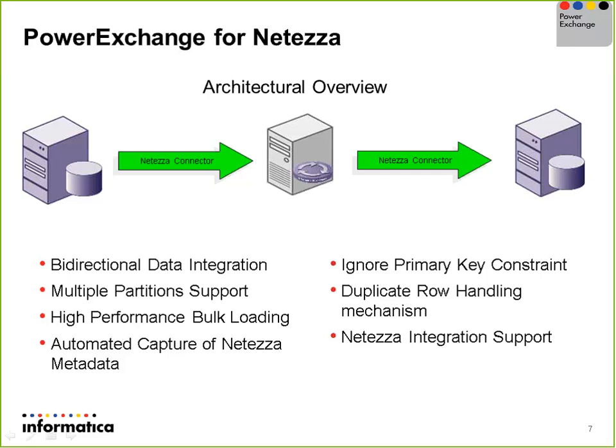The Netezza bulk reader will unload the data from the Netezza database using the external table concept and load it into our Informatica input buffer. This data is then processed within PowerCenter and pushed to the output buffers. For the writer, the connector will read the data from the Informatica output buffer and write the data into the pipe, which is the external table. Another process will read this data from the pipe and load it into the Netezza target.